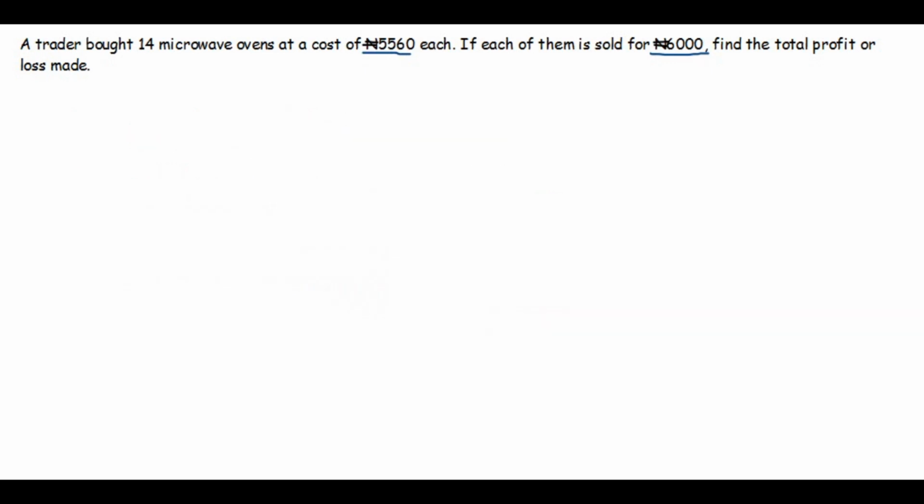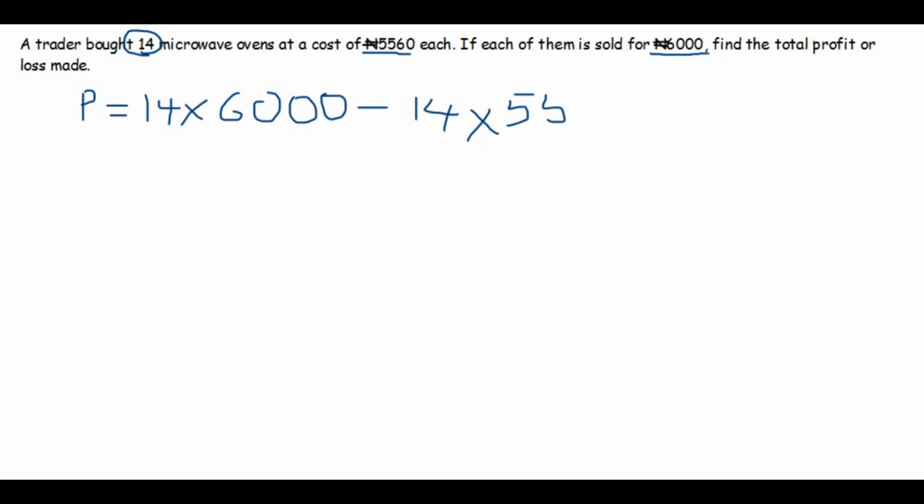And there is another method of solving this. Now the cost price of one microwave is 5,560 and selling price is 6,000. If we multiply the total number of microwaves by the cost price and selling price and subtract the values, we are going to have the total profit, meaning the total profit is equal to 14 times the selling price, which is 6,000, minus 14 times the cost price, which is 5,560.